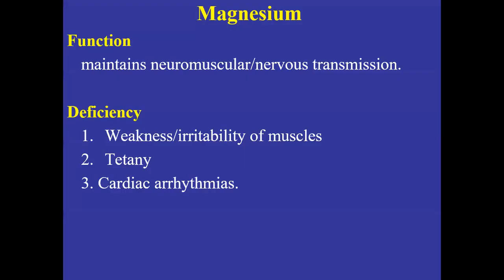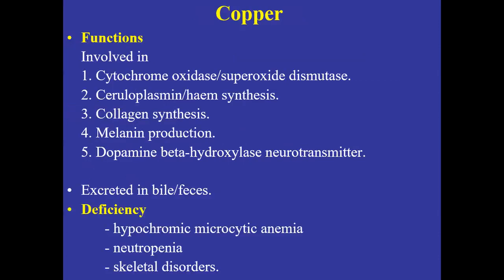Magnesium maintains neuromuscular and nervous transmission. Deficiency leads to weakness, irritability of the muscle, tetany, cardiac arrhythmias. Copper involved in the cytochrome oxidase, superoxide dismutase, ceruloplasmin, heme synthesis, collagen synthesis, melanin production, dopamine beta hydroxylase neurotransmitter. Excreted in the bile and feces, deficiency leading to hypochromic microcytic anemia, neutropenia, and skeletal disorders.